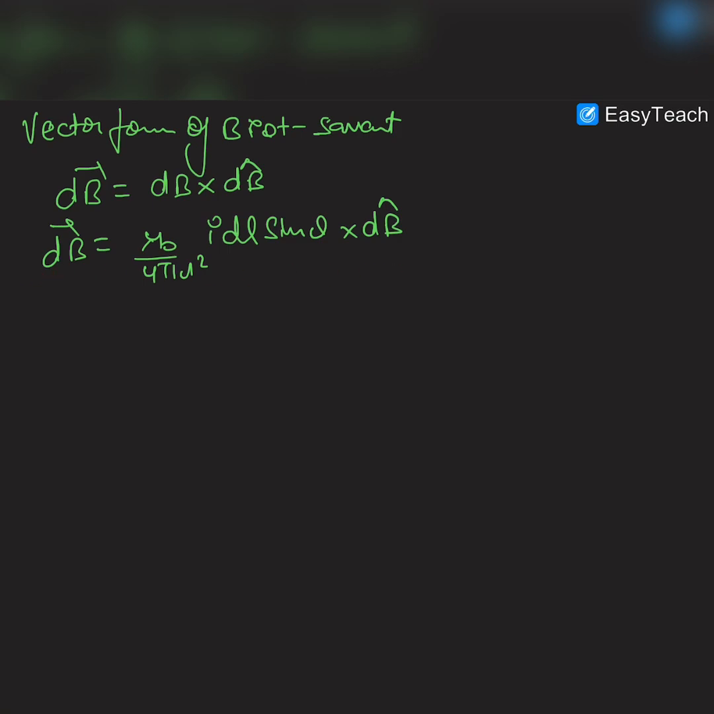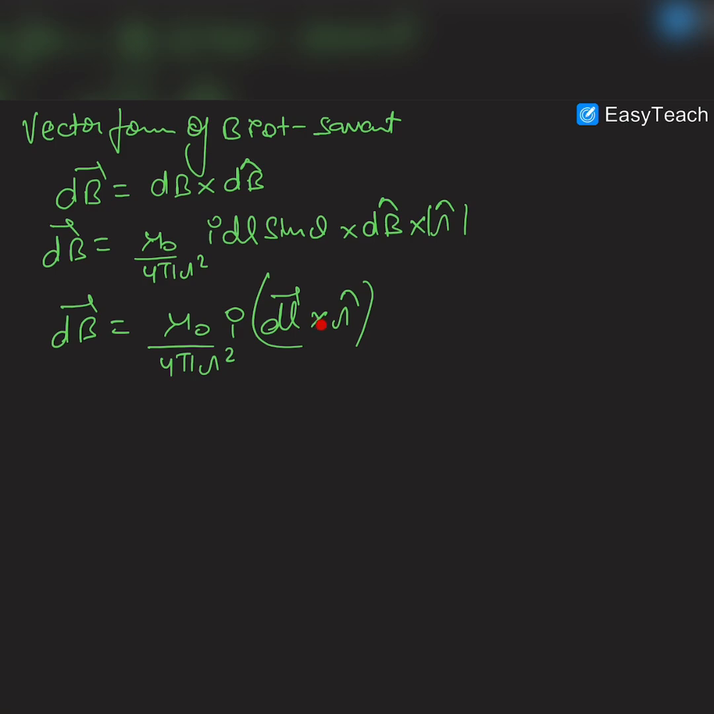Now we are multiplying r cap mod with this equation. You know that r cap is the unit vector and its magnitude, which is r cap mod, will be 1. So we can multiply r cap mod with this equation because we are just multiplying by 1. So dB vector will be mu naught by 4 pi r square I, and now you can also write dl vector cross r cap.